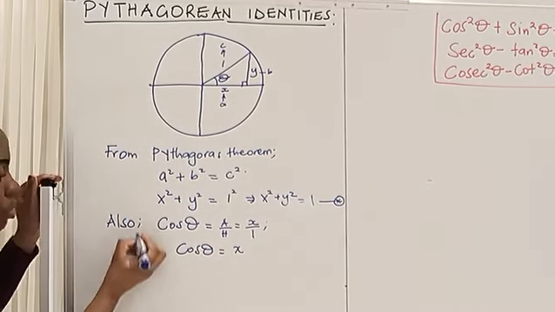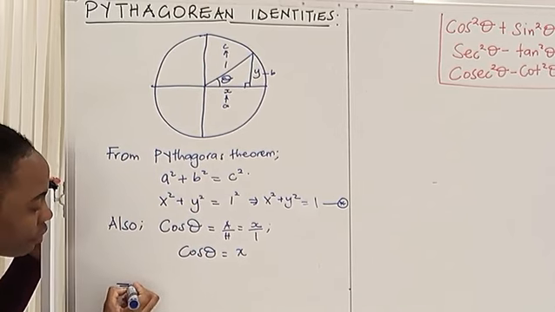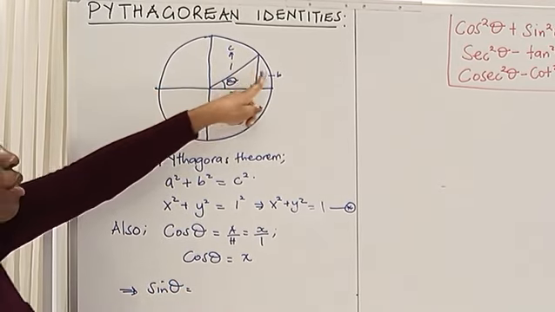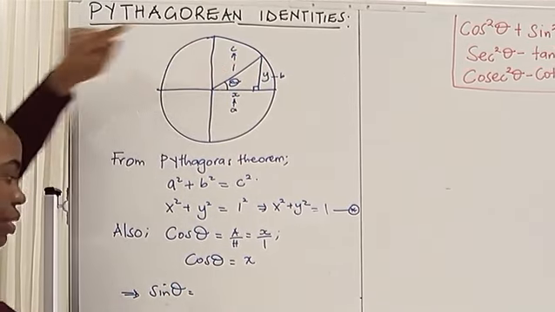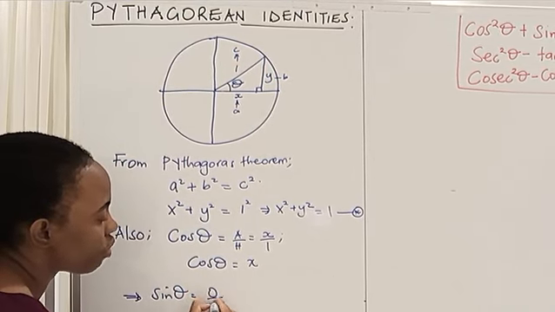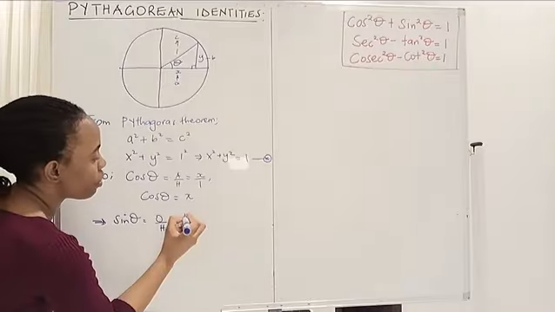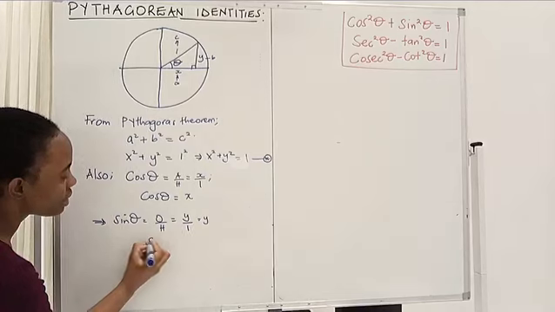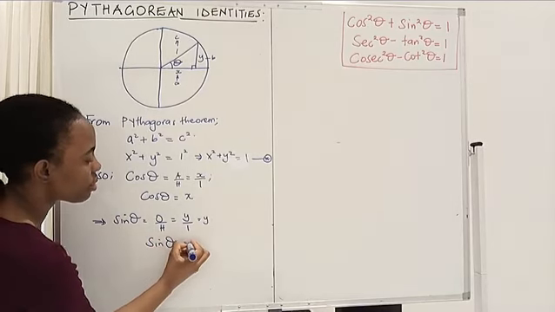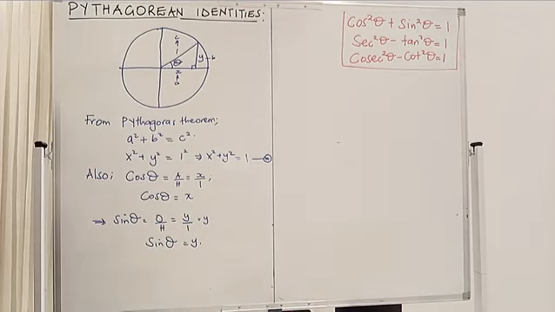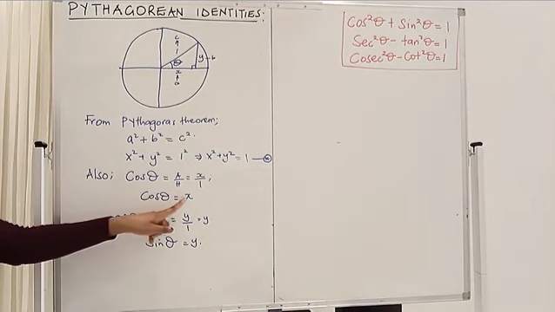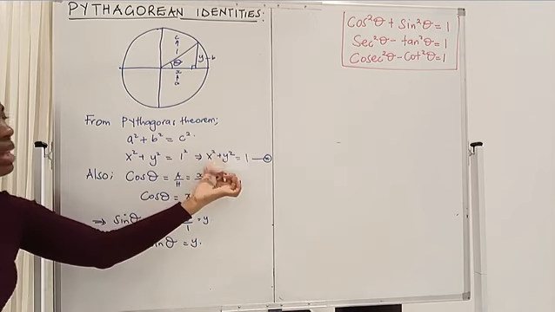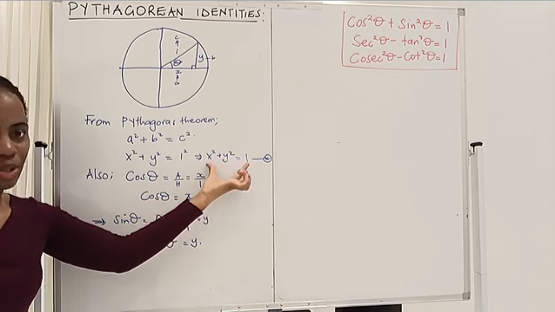Okay, then we also look at sine theta. Sine theta, it is the ratio of opposite to the hypotenuse. So sine theta is equal to opposite over hypotenuse. So this is going to be y over 1, and that is y. Therefore, sine theta is equal to y. Okay, I hope we are together. Now, since x is equal to cos theta and y is equal to sine theta, let me substitute for x and y in equation star.